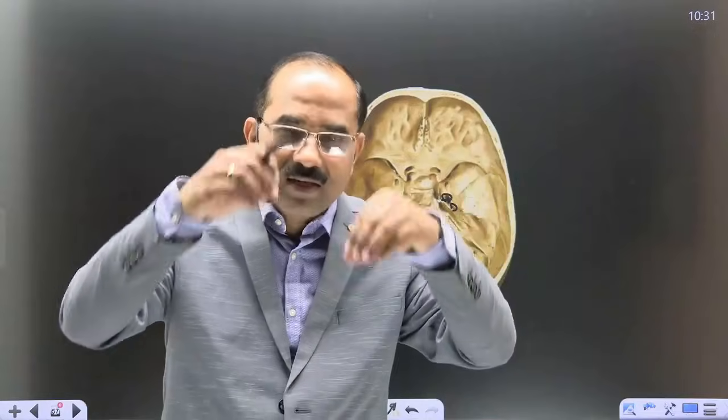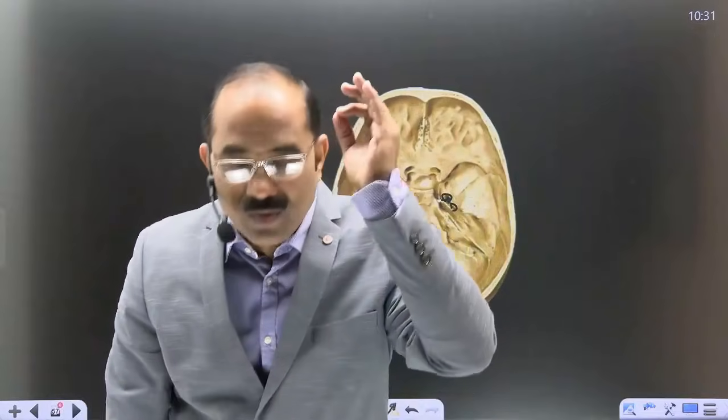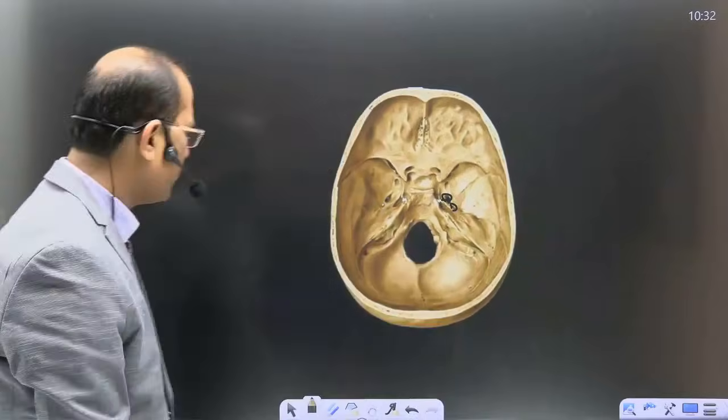And what is the structure which gets out through the foramen ovale, students? The mandibular nerve. And that's exactly why when the mandibular nerve gets out through the foramen ovale from the cranial cavity, it's right in the infratemporal fossa. Perfect. And below, the infratemporal fossa is open. There's nothing to communicate with.